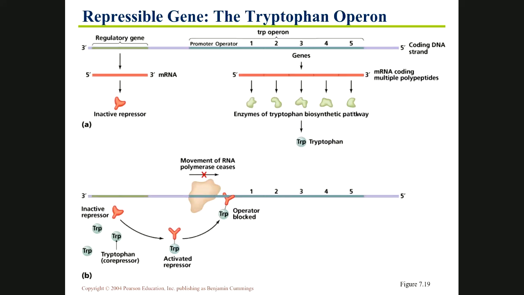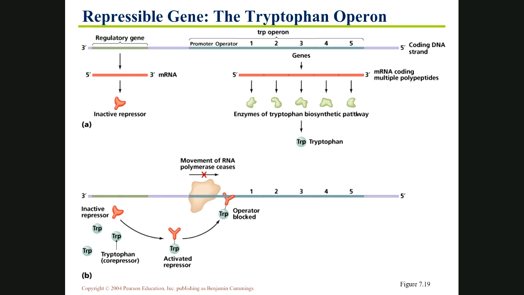The first operons that were studied were the tryptophan operon and the lac operon. The tryptophan operon is a repressible operon. It's an operon that is always on, but it could be turned off if needed. The operon, the genes, code for enzymes needed to make an amino acid called tryptophan.